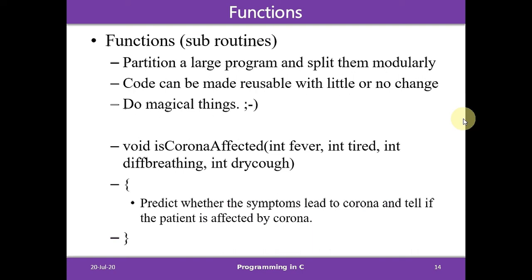These brackets specify the various types of parameters, or the number of parameters. Here, fever, tired, difficulty in breathing, and dry cough are all of integer type, and there are four parameters in total. These four parameters are given as inputs, and based on the input, we can predict whether the symptoms lead to corona, whether the patient is affected by corona or not.